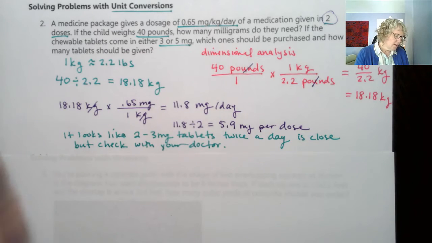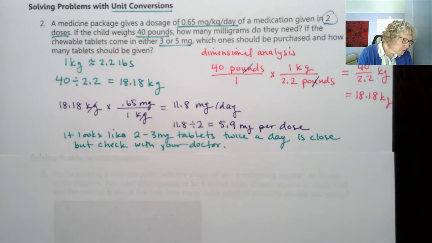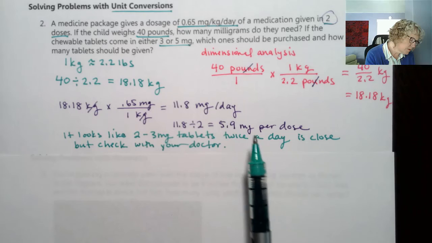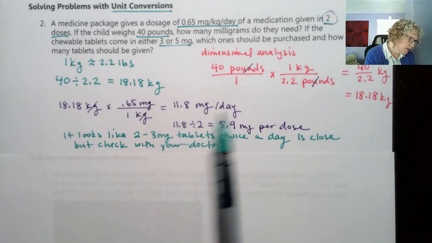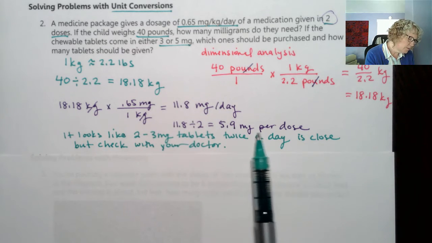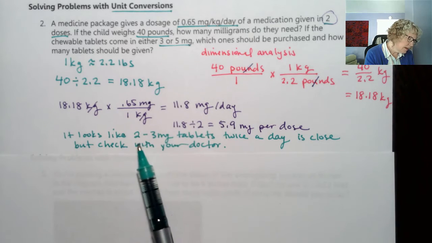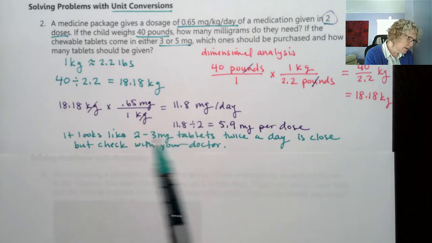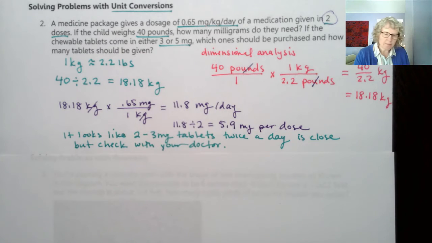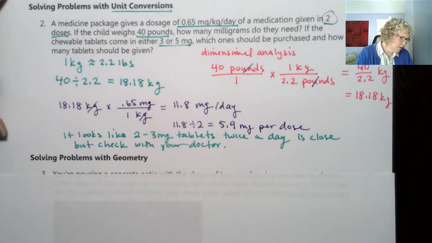Okay. All right, so I think we answered all of the questions. How many milligrams do they need? 11.8 milligrams per day, 5.9 milligrams per dose. And then if we did 2 of the 3s, that equals 6 milligrams, twice a day. Okay, great. So now let's do the second problem on the page here.